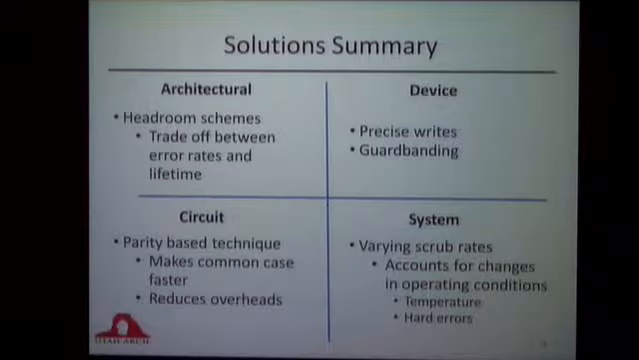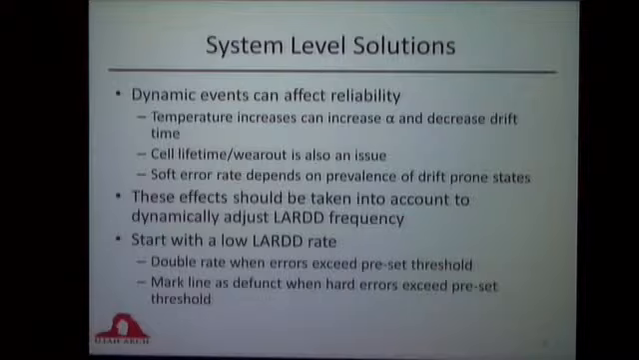So as we have seen, we have this architectural LARD-like scenario in place. We can also build a device level mechanism, a circuit level mechanism, and a system level mechanism on top of that. For the device level, I'll talk about precise writes and what we'd call guard banding. At the circuit level, we'll try to reduce the overheads of stronger ECC mechanisms by proposing a parity-like scheme, and a system level mechanism which takes all of the operating conditions and everything else into account as well. So let's start off with the system level solutions.